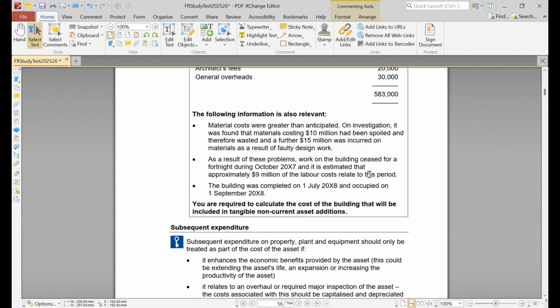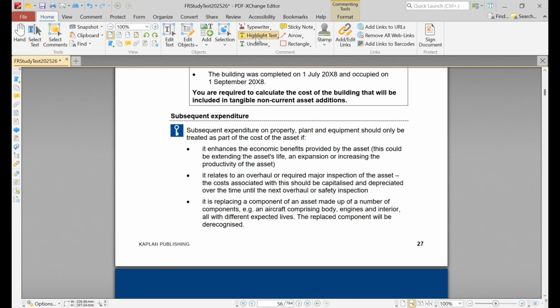Now, the next topic is subsequent expenditure. What we studied above was the initial measurement, that is the first time when you're recording the asset in the books. But when you start using the asset, there would be further expenses incurred. Not all the expenditure that you incur after you've put the asset to use would be capitalized. Some of it would be expensed to P&L and some of it would be capitalized.